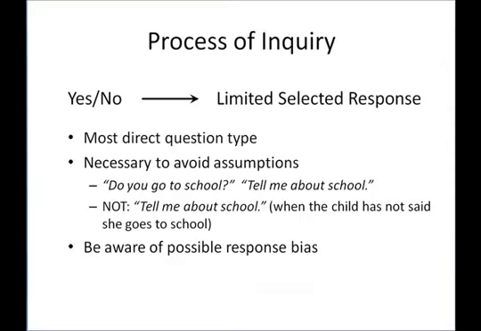Continuing on the process of inquiry, the next kind of questioning is called yes or no questioning, and the expected outcome is limited selected response. This is the most direct question type. You need to avoid assumptions. A better sequence would be, "Do you go to school?" "Yes." "Tell me about school." Not, "Tell me about school," when the child has never said that they go to school. You should avoid yes/no questions. Rarely are they an appropriate form of questioning. Sometimes they might be, but again, you must avoid them, and as always, be aware of possible response bias.